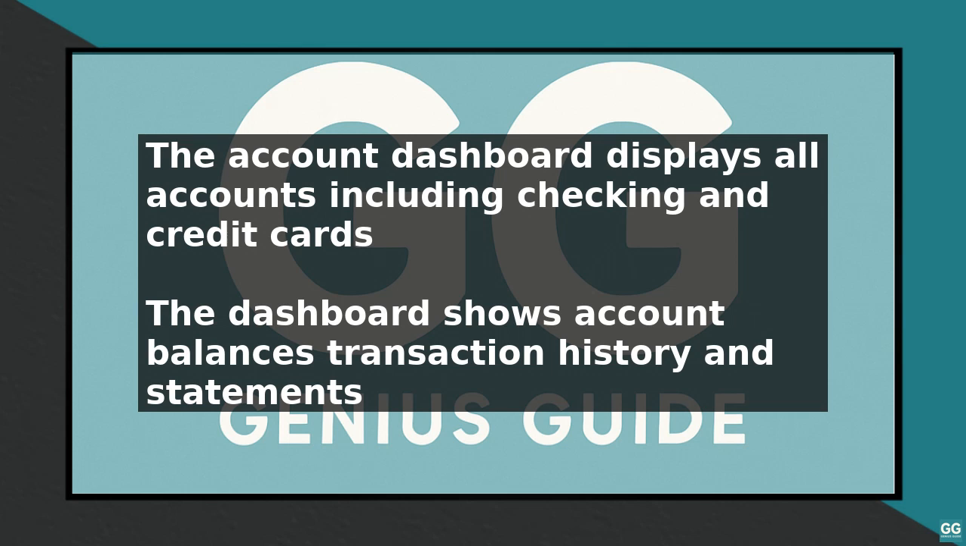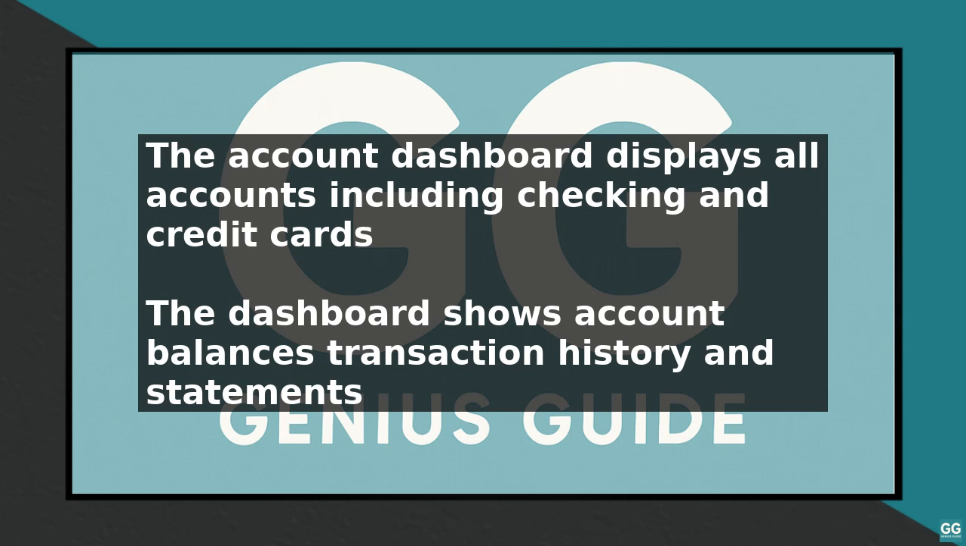To pay a bill, click on the Pay Bills tab and select the account you want to use to pay the bill. Enter the payee information, including the name and address, and the amount you want to pay. You can also set up recurring payments for regular bills, such as your mortgage or car loan.